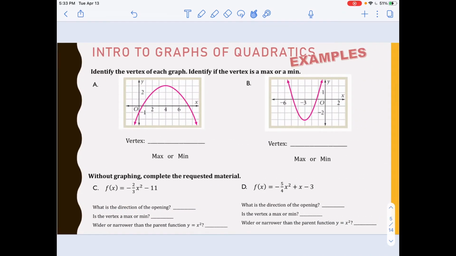All right. So we've done a lot of work with identifying some components or features of quadratic functions. You have 4 examples here. The first 2 examples ask you to identify the vertex given a graph. In examples C and D, I'm asking you for some requested information just given a function. So go ahead and pause the video and quickly answer A, B, C, and D. And when you're ready, you can unpause the video. All right, so hopefully you guys have answered A through D.